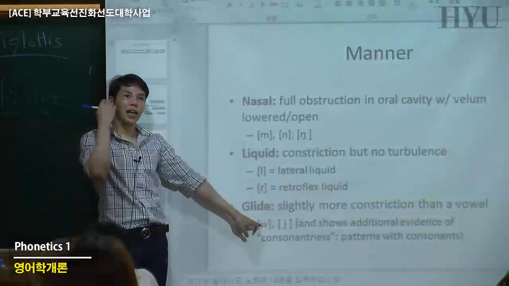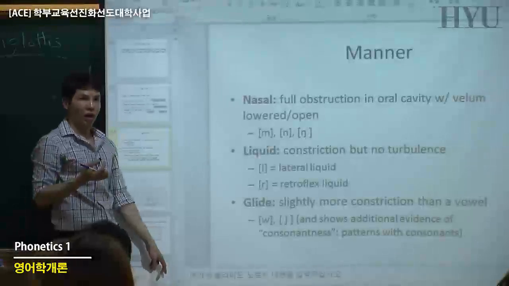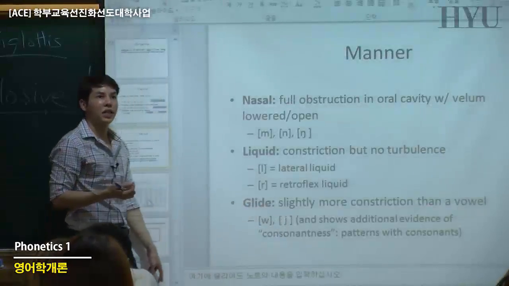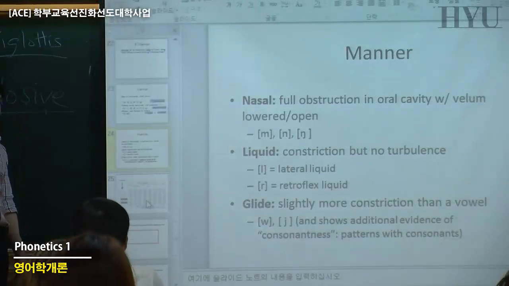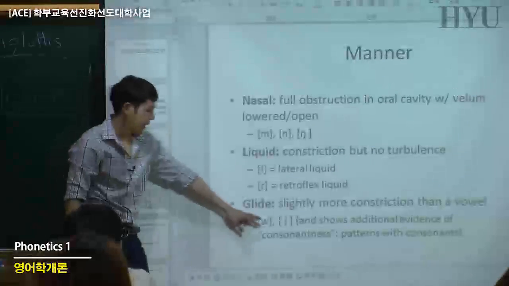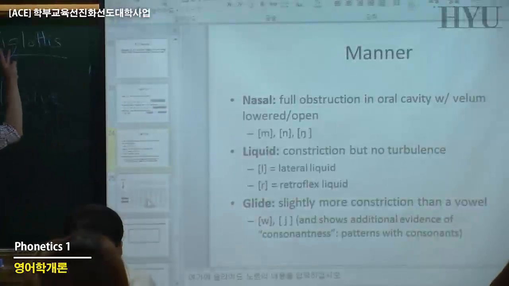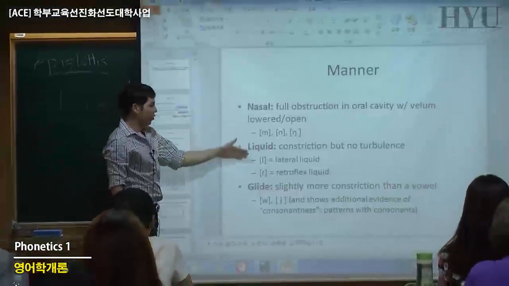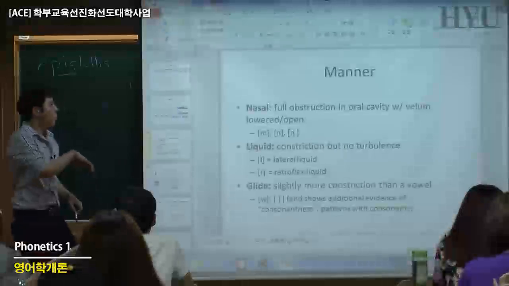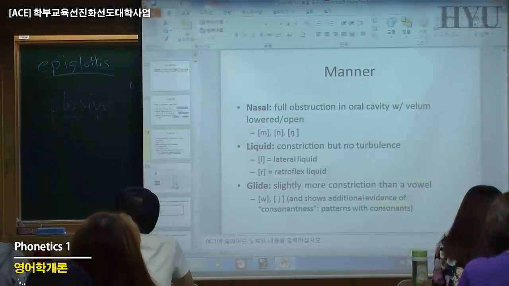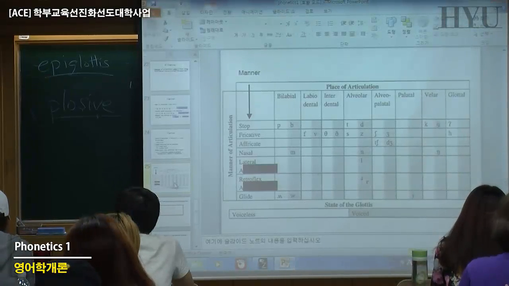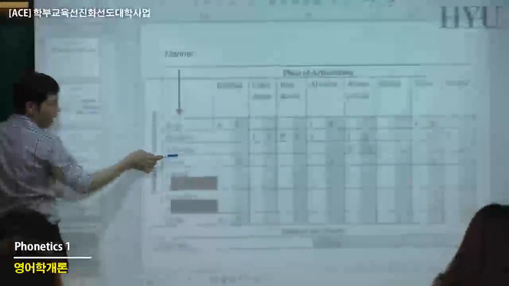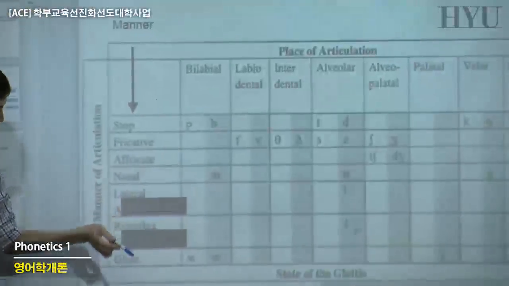You start in the back and you end up in the front. And then this is the Y sound, right? Yeah. You slide from top to bottom. Yeah, like that. So there are 6 manners: stop, fricative, affricate, nasal, liquid, and glide. When we put them in this table, the manner will be up front: stop, fricative, affricate, nasal, liquid, and then glide.